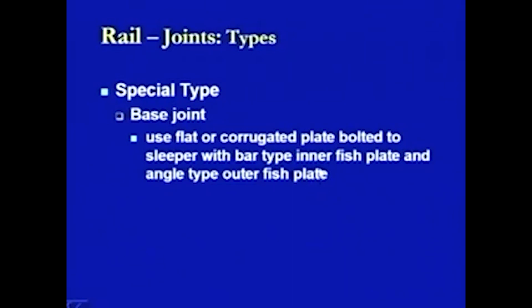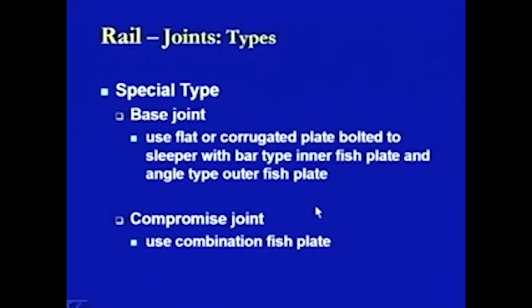What happens in this one is that there are two types of fish plates being used: an inner and outer fish plate. Outer fish plates are of angle shape, and that is why these outer fish plates come out and are bolted to the sleepers, whereas the inner fish plates, which are provided on the gauge face, are of bar type. They simply adhere to the surface of the flanges of the rail sections.